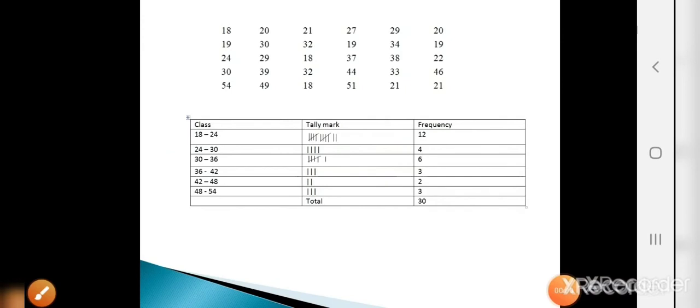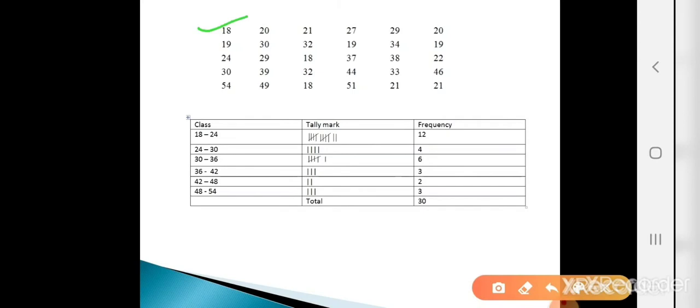Okay, now how to make the second column? What is the first value given in the example? 18. So 18 lies in which class? First class, because the first class starts from 18 to 24. Just write down one tally in the second row. Now the second observation is 20. So 20 lies again in the first class. Now 21. 21 again lies in the first class. Then 27. 27 lies in the second class. Then 29. 29 lies in the second class. Then 20. 20 lies in the first class. This procedure continues until the last observation is covered.